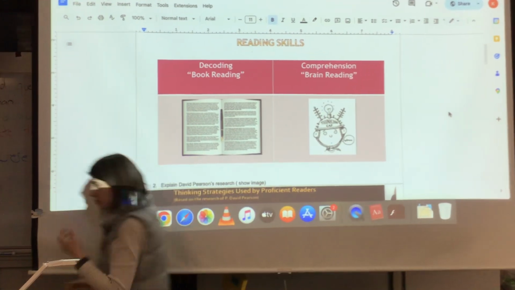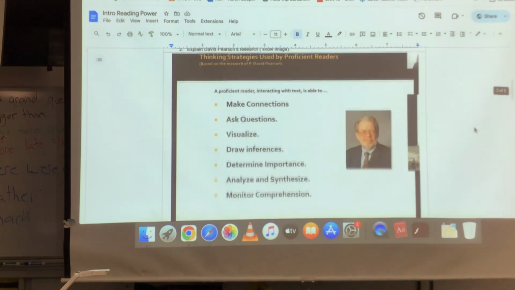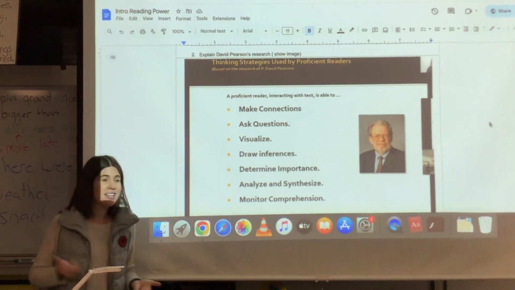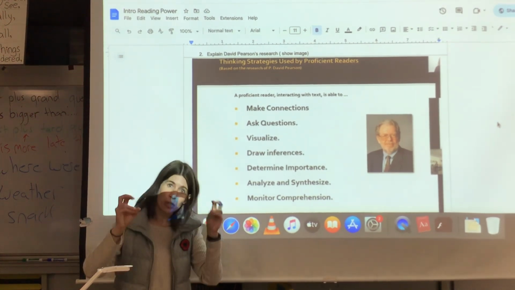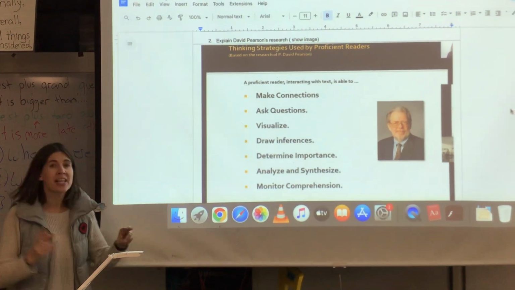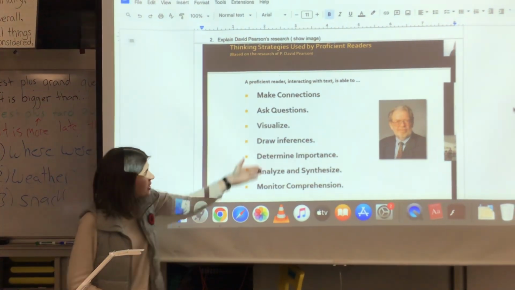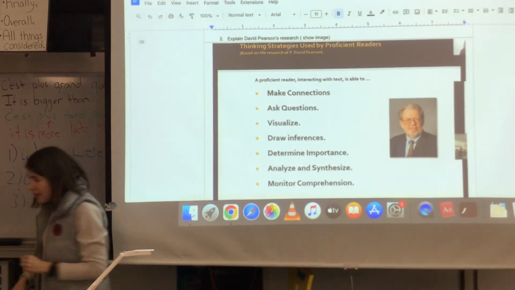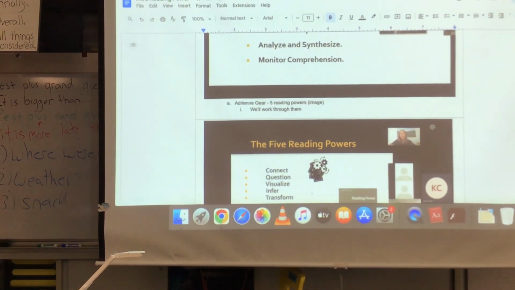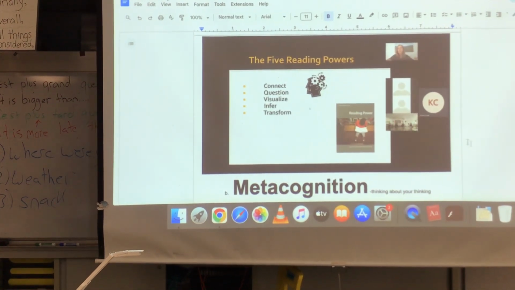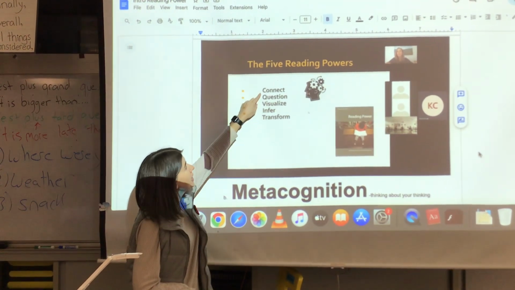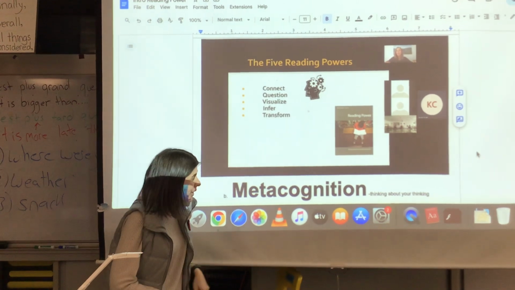comprehension, the understanding. I talk about the fact how, I think it was back in the 90s, this gentleman, Mr. David Pearson, kind of a master teacher, asked himself, why is it that some kids are good readers and others aren't? So he went and did all this research and figured out the things that good readers are doing, which we see here, all these different things, connections, etc. This is quite a big list. So then our lovely lady, Miss Adrienne Gear, who you kind of see here in the picture, she narrowed it down into these 5 different reading powers: connecting, questioning, visualizing, inferring, and transforming.